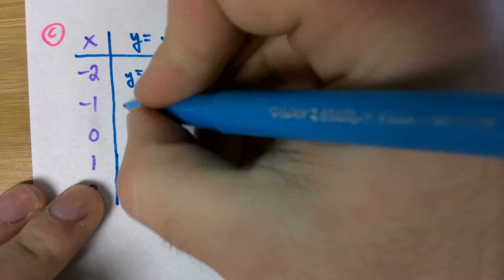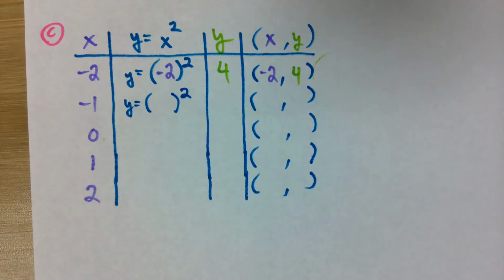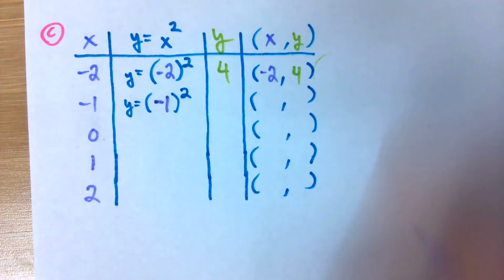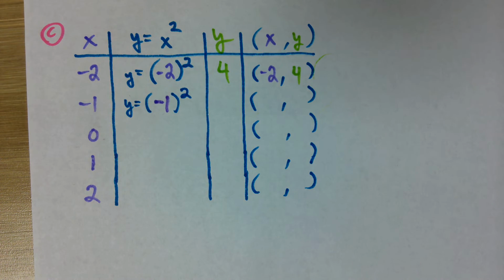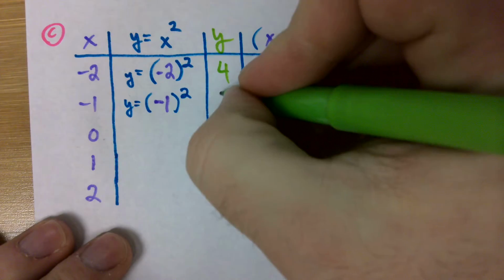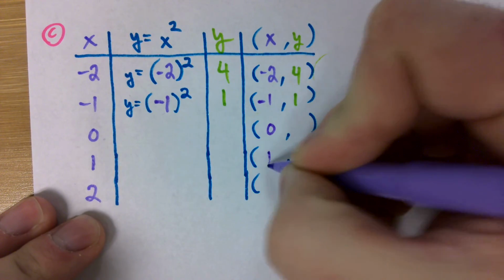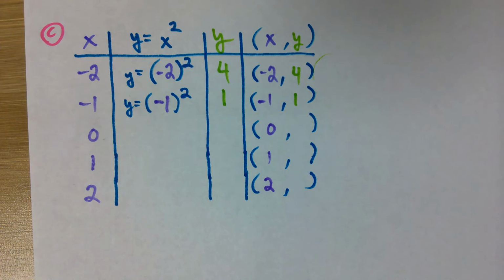Let's go to our next one. Y is equal to, open parentheses, squared. We plug in that -1, right? So -1 squared is just a fancy way of saying what's -1 times -1. And that gives us what? Positive 1, right? Positive 1.